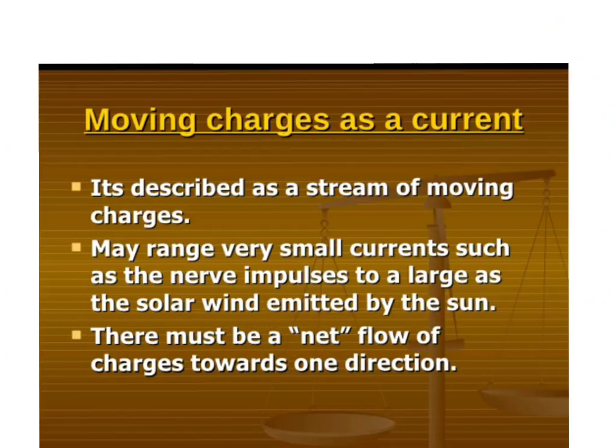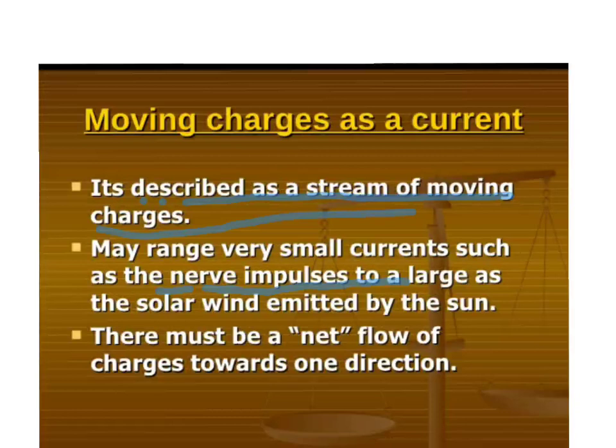We have already discussed that current is a stream of moving charges. It is a flow of charges, be that electrons or protons, and this current can vary as per their magnitude. For example, if the value of current is very small, you can take the example of nerve impulse. Current is flowing through our nerves in the form of nerve impulses, but that current is very small in magnitude.